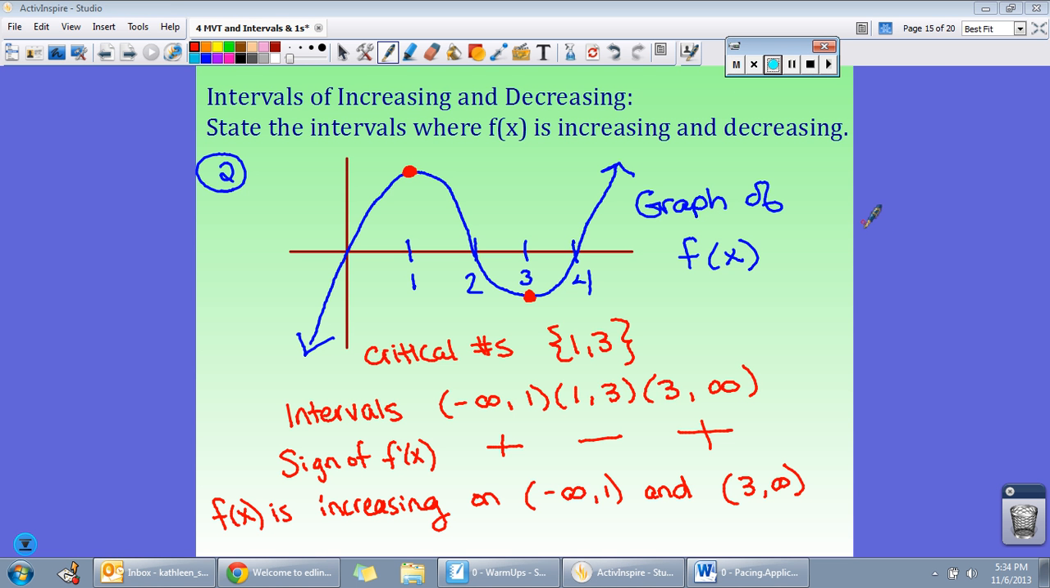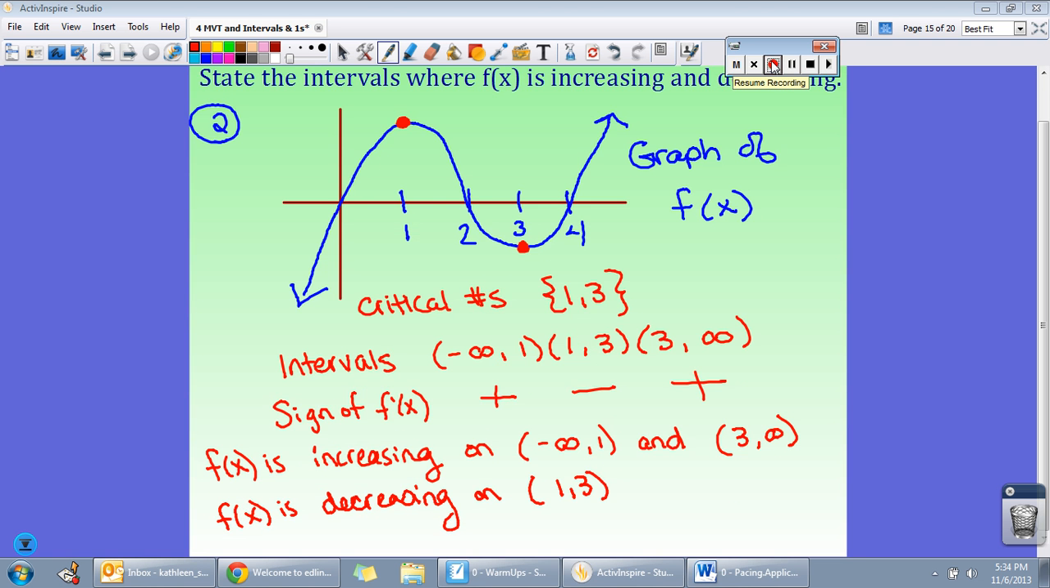This function is increasing from negative infinity to 1 and from 3 to infinity. This function is decreasing from 1 to 3, and we know that at 1 we have a relative max, and at 3 we have a relative min. Now this example was very easy. We could have done this in Algebra 2, just looking at the graph.